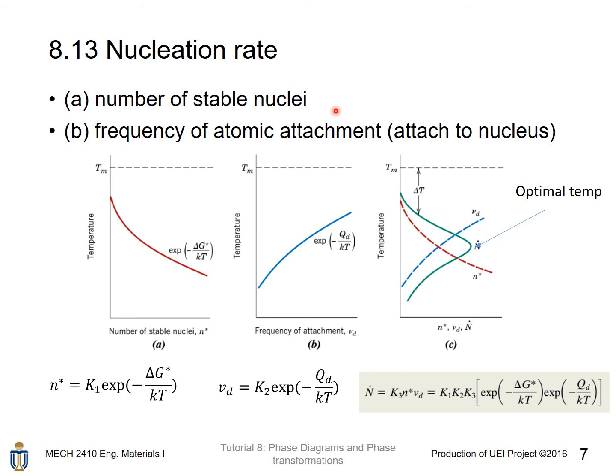It is because the frequency of atomic attachment is determined also by the diffusion rate. And their respective equation is shown here. And the total nucleation rate is determined by multiplying this term and this term. And here is the expression. And actually, there is an optimal temperature for nucleation, as these pictures describe.